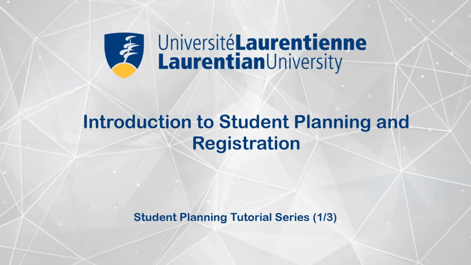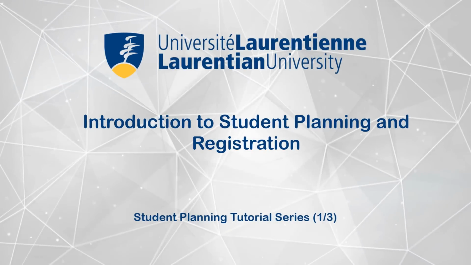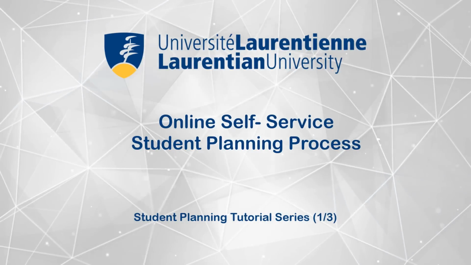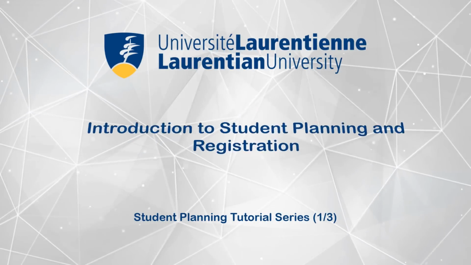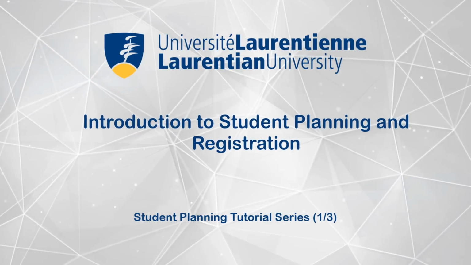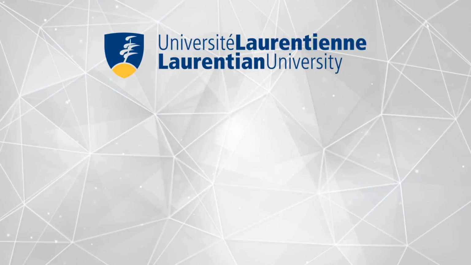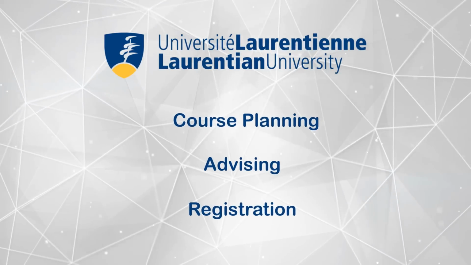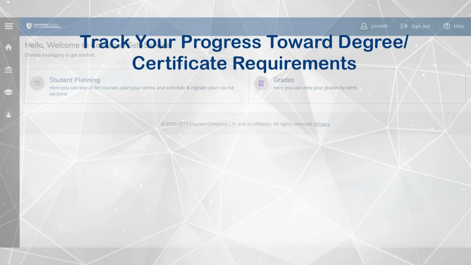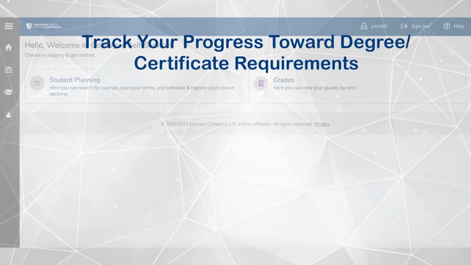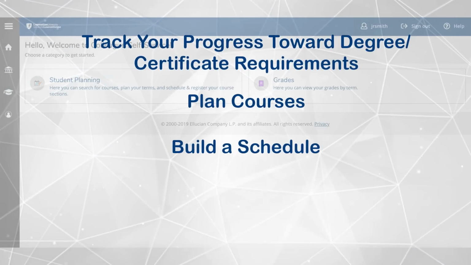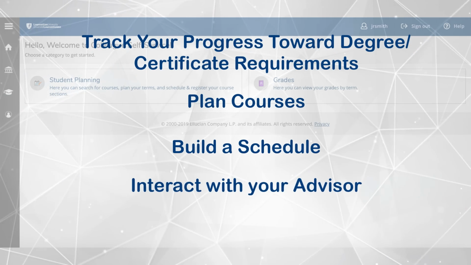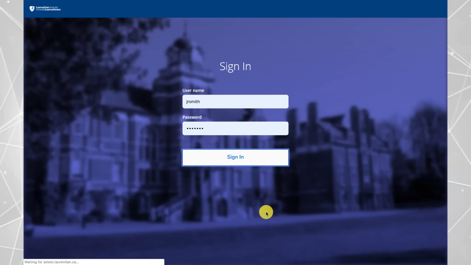These tutorials will introduce you to the online self-service student planning system that will help you create your roadmap to completing your degree. This initial tutorial is an introduction to the student planning features. Continue through these short videos for a better understanding of how this course planning, advising, and registration system will work for you. You'll be able to track your progress towards fulfilling your degree requirements, plan courses, and build a schedule for a particular term, communicate and work with your advisor, and finally, register for classes.